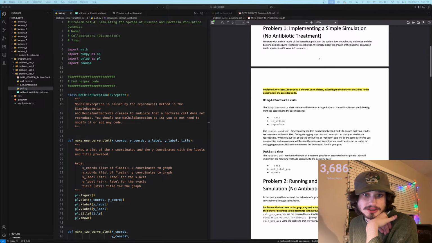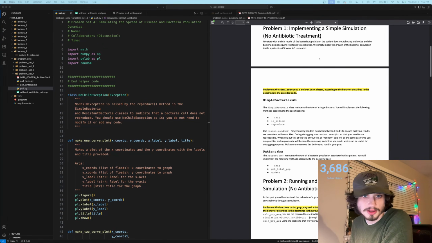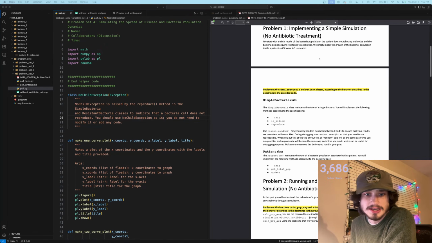Today we're going to be finishing up MIT OpenCourseWare 6.00002 problem set 4. We have a couple more problems left of this overall problem set, so it shouldn't take us too long. I forgot that it's been so long, I forgot that we did the first half already. So we have to do the second half, which hopefully won't be that bad. Let's go ahead and get into the coding.